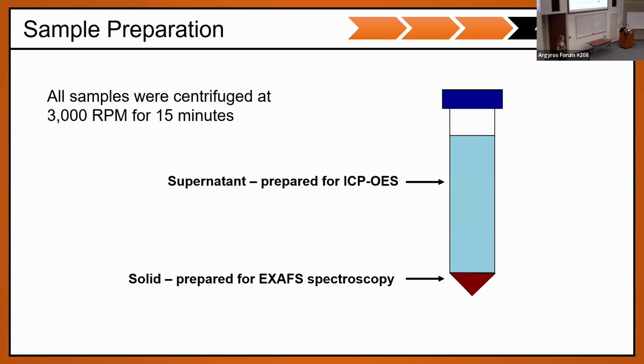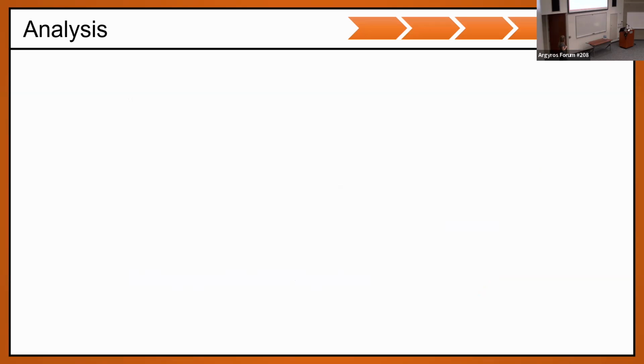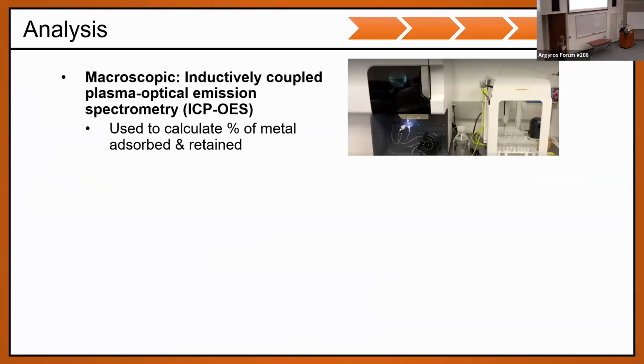Finally, all samples were centrifuged to separate out the nanoparticles from the supernatant. The supernatant was prepared for ICP-OES, and the solid nanoparticles remaining were prepared for EXAFS spectroscopy. ICP-OES is essentially an instrument we have here in Keck that can be used to measure the concentration of metals in solution. In this case, we used it to calculate the percentage of metals adsorbed and retained to the nanoparticles.